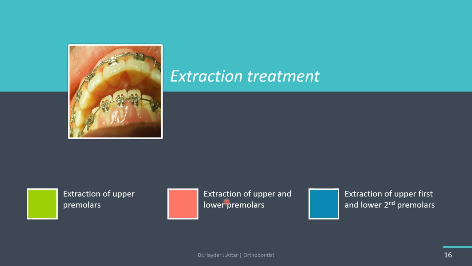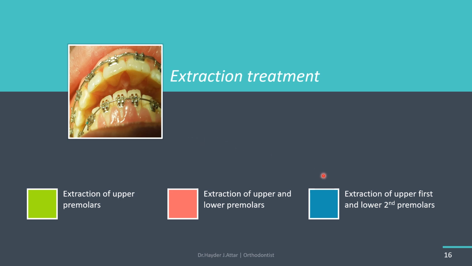The extraction of the upper and lower premolars also corrects the lower incisor proclination and upper incisor proclination by retraction of the upper and lower incisors posteriorly to correct the class 2 incisor relationship or the increased overjet, and the class 2 molar relationship remains as a class 2 molar relationship.